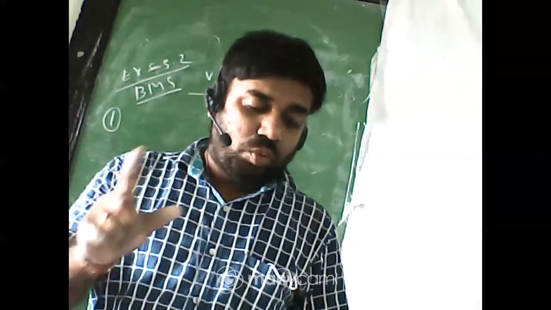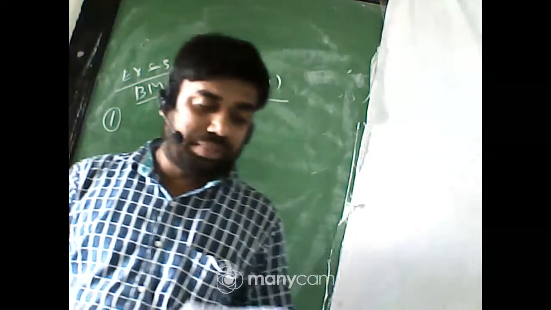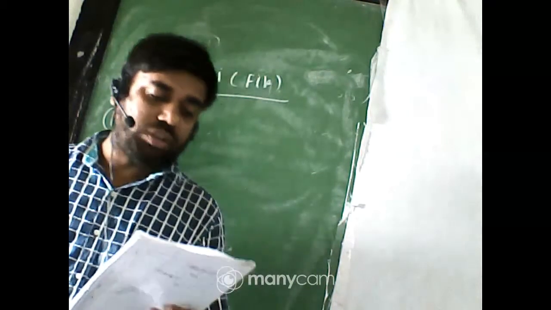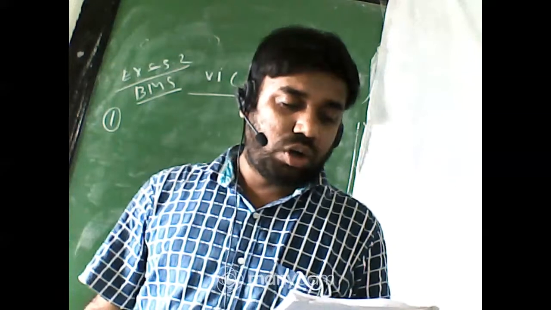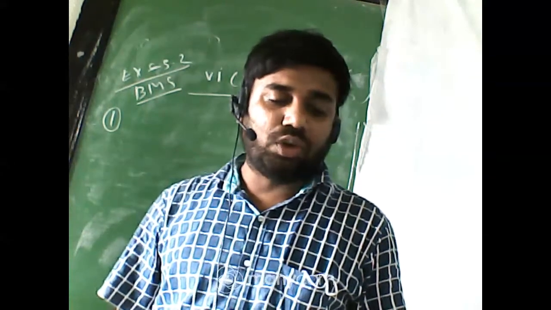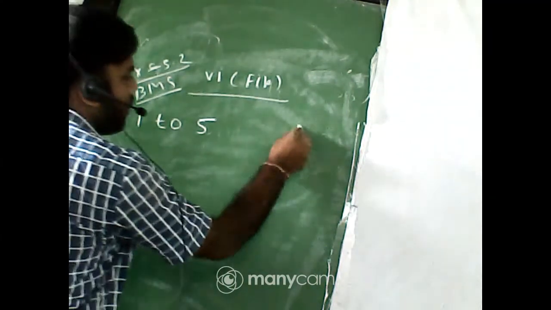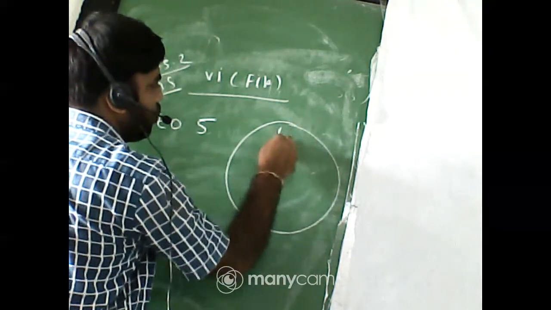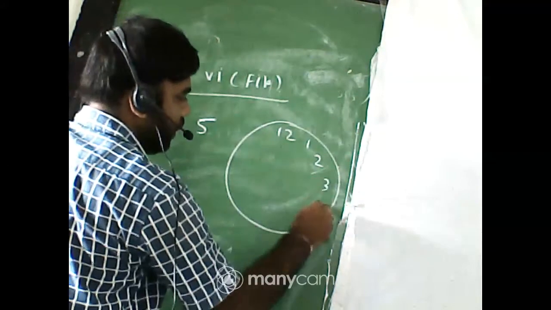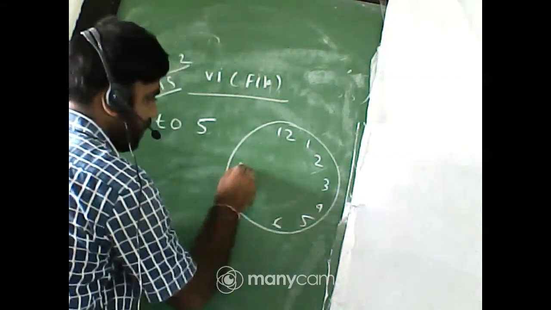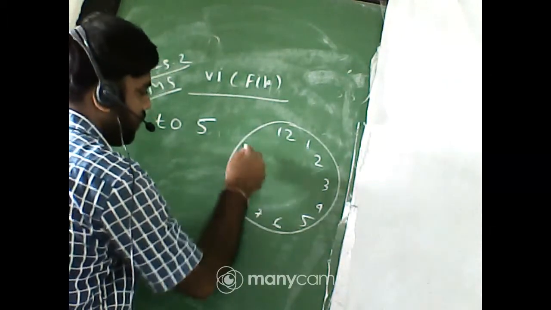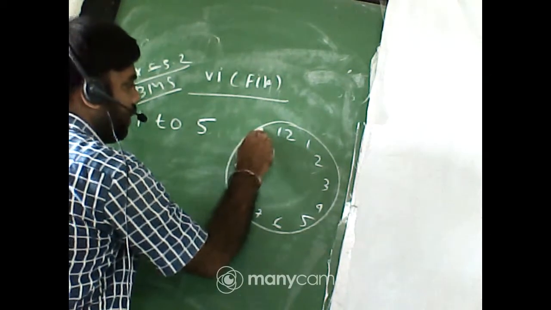Okay. The question is: what fraction of a clockwise revolution does the hour hand of a clock turn through when it goes from 1 to 5? Here is a clock: 12, 1, 2, 3, 4, 5, 6, 7, 8, 9, 10, 11, 12.